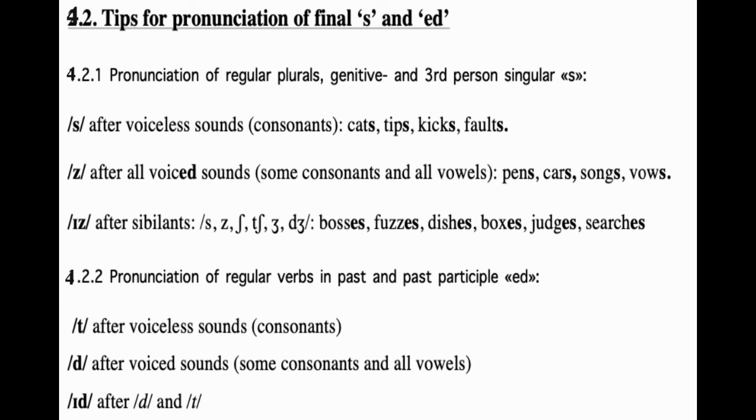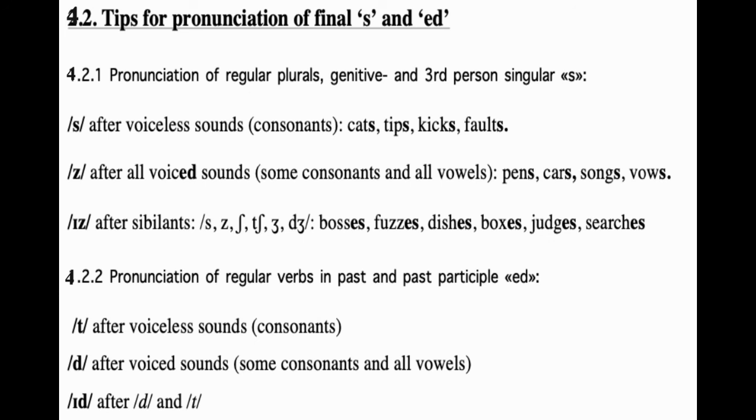It is pronounced as iz after sibilants. Sibilants are the consonants that are produced with the tip and blade of the tongue, like in s, z, sh, ch, j, and zh. In all these six consonants, we pronounce the final s as iz, like in bosses, fuzzes, dishes, boxes, judges, searches. The pronunciation of the regular verbs in the past and past participle when we add ed.